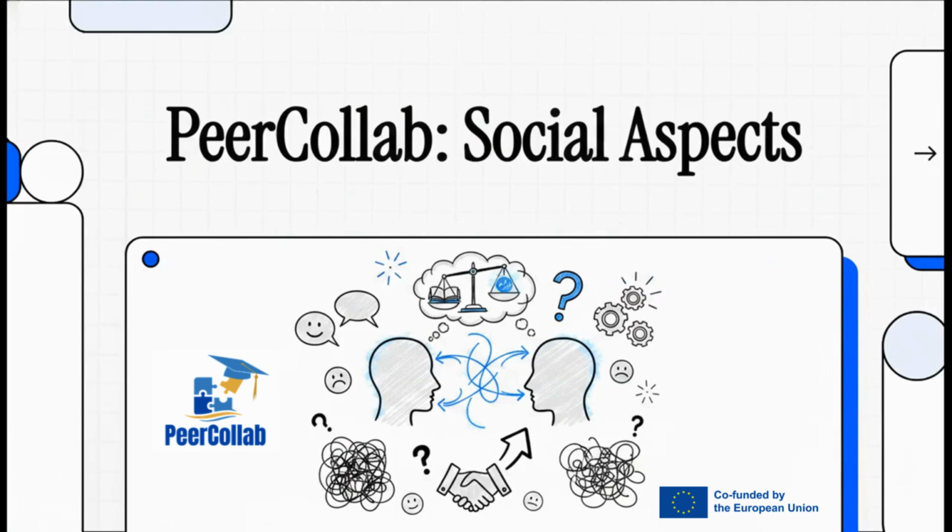Today, we're unpacking a massive pain point for educators: the hidden social dynamics that can literally make or break peer assessment. We're pulling our insights directly from the incredible PeerCollab initiative. So if you've ever wondered why getting students to evaluate each other is sometimes a total triumph, and other times, well, a complete train wreck, you are in the exact right place. Let's get right into it.